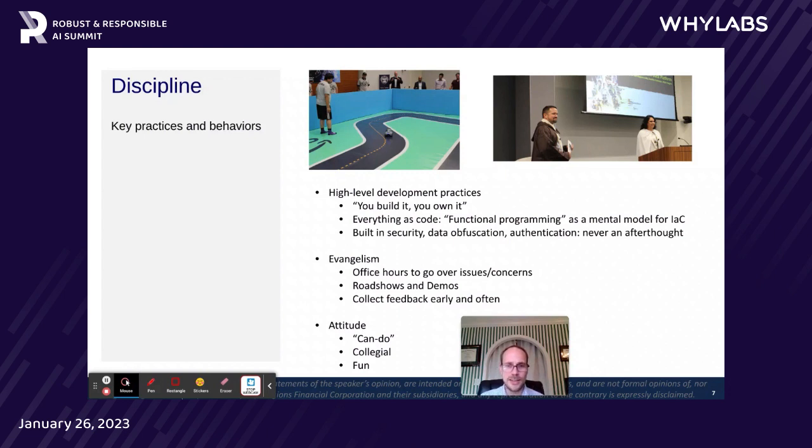And it helps us understand what needs there are and what pain points there are. And it helps us also unblock folks who are using our tools.